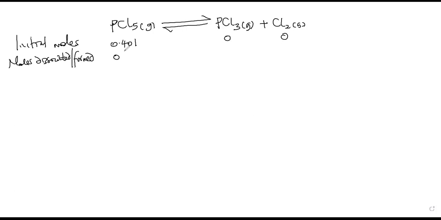So here we can get moles dissociated or formed. Since this is dissociating, this will be 0.401 alpha. And because the mole ratio is 1 to 1 to 1, these ones are going to be the same, even this. Now, remember, moles of chlorine at equilibrium, we've already gotten them. So if these are moles of chlorine at equilibrium, and we've already gotten the moles of chlorine at equilibrium, we can equate them so that we get the value of alpha.